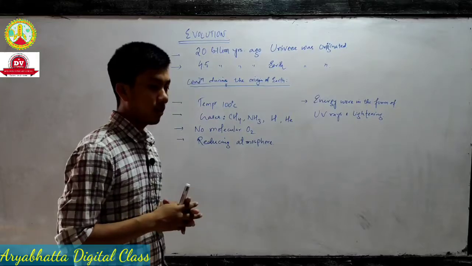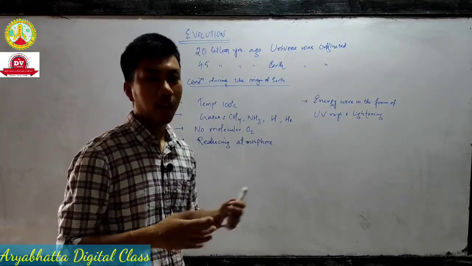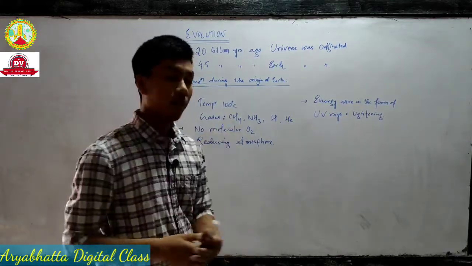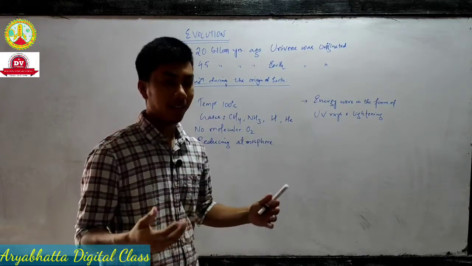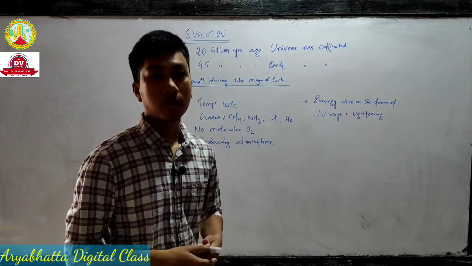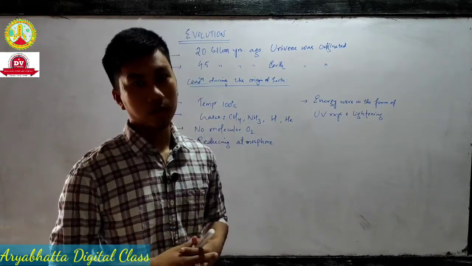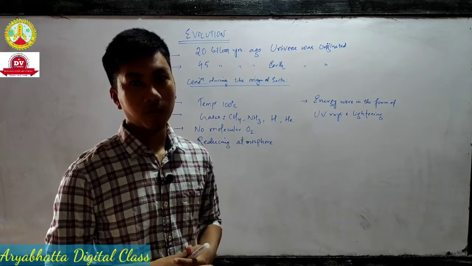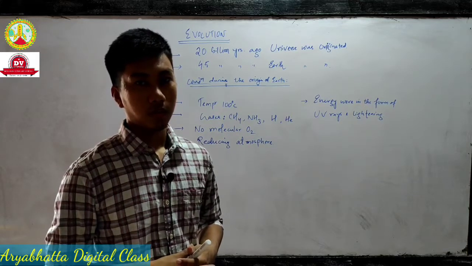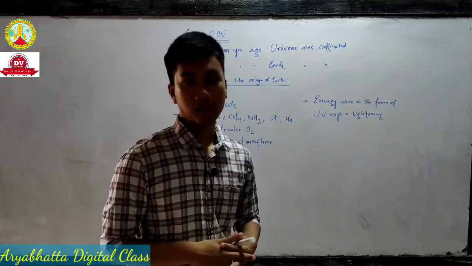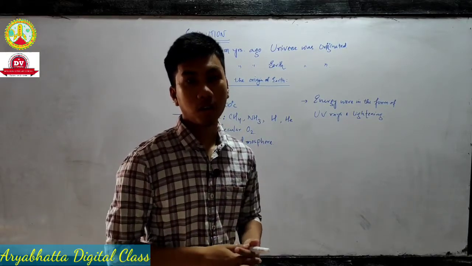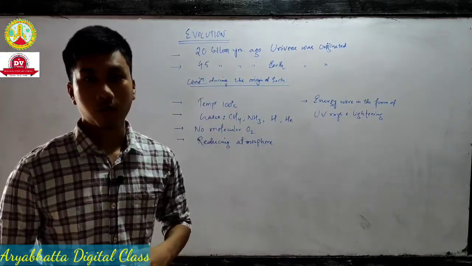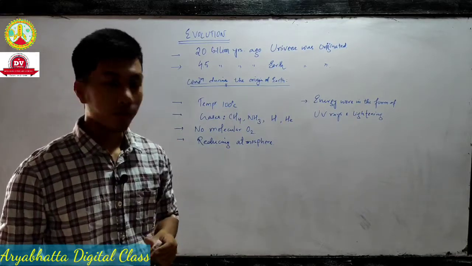During the origin of Earth, the conditions were: there was very high temperature, about 100 degrees Celsius. There were gases like methane, ammonia, hydrogen, helium, and there was no molecular oxygen. The atmosphere was a reducing atmosphere. There was no direct sunlight. The light was in the form of lightning or UV rays. Okay, that was the condition during the origin of Earth, that you need to remember.